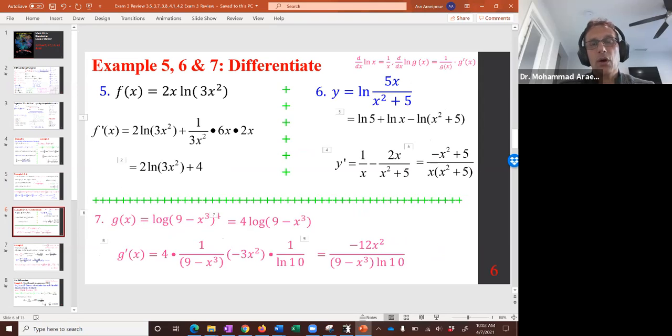Differentiation dealing with logs, natural logs, and logs with a different base, using logarithmic properties and differentiation rules.